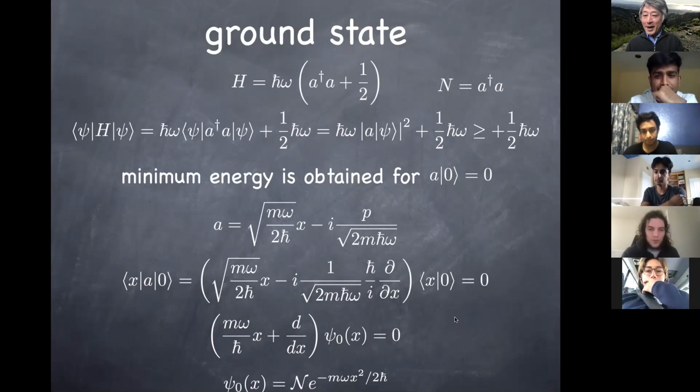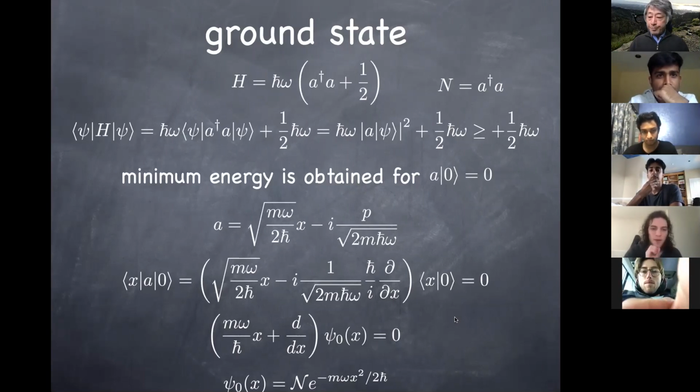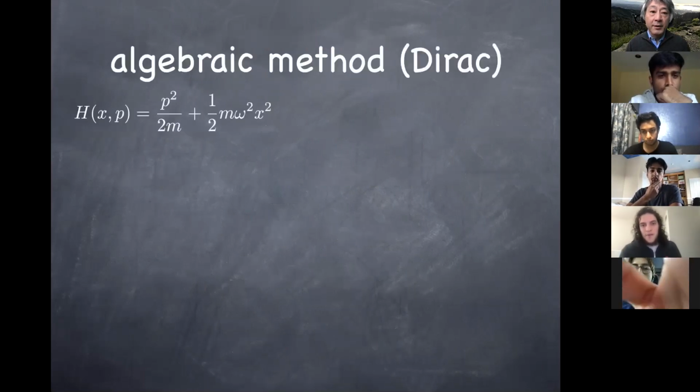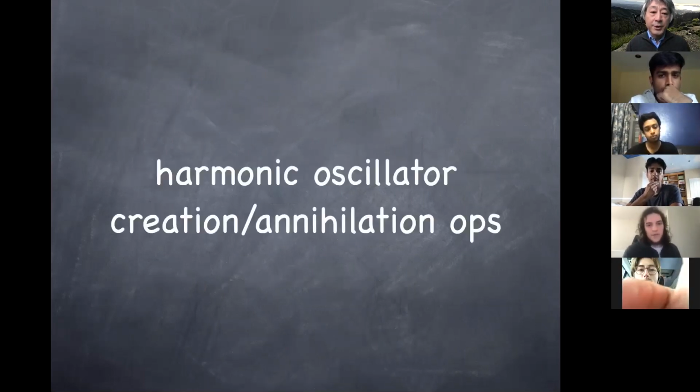Any other questions? Sort of a minor detail, but when you pull the A operator outside of the bracket, the X goes from an operator to a number. How do we get the derivative with respect to X out? Yeah, so that's where you relied on this canonical commutation relation.